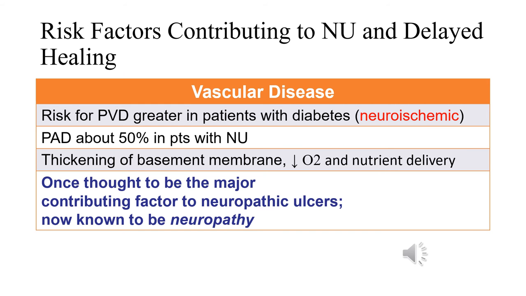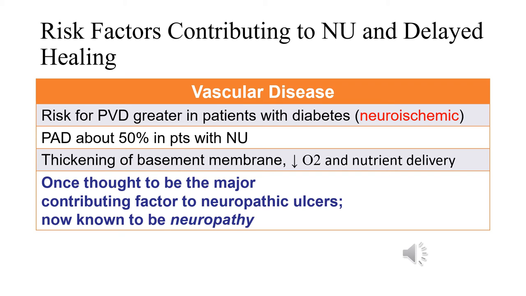One of the major risk factors for neuropathic ulcers and delayed healing is blood flow, so looking at vascular disease. Patients with diabetes are at a very high risk for peripheral vascular disease. We see atherosclerosis develop at a faster rate, so their blood vessels become almost like they're calcified, so we don't see nice elastic blood vessels and function. We see a thickening of the basement membrane.